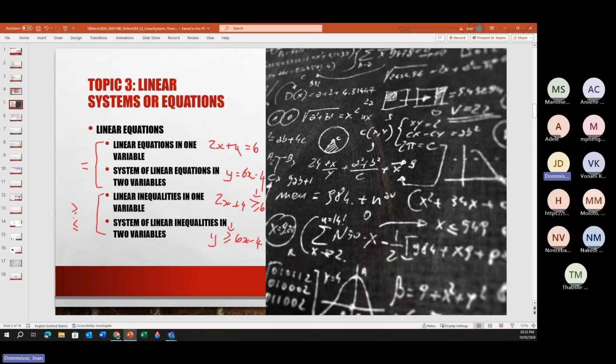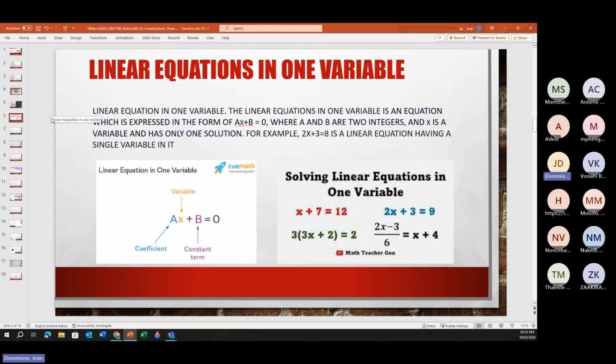Okay, so basically they can ask you to solve for one variable, or for two variables, and what separates it is an equal sign or one of the inequality signs that we need to deal with. Okay, so that is the first thing.